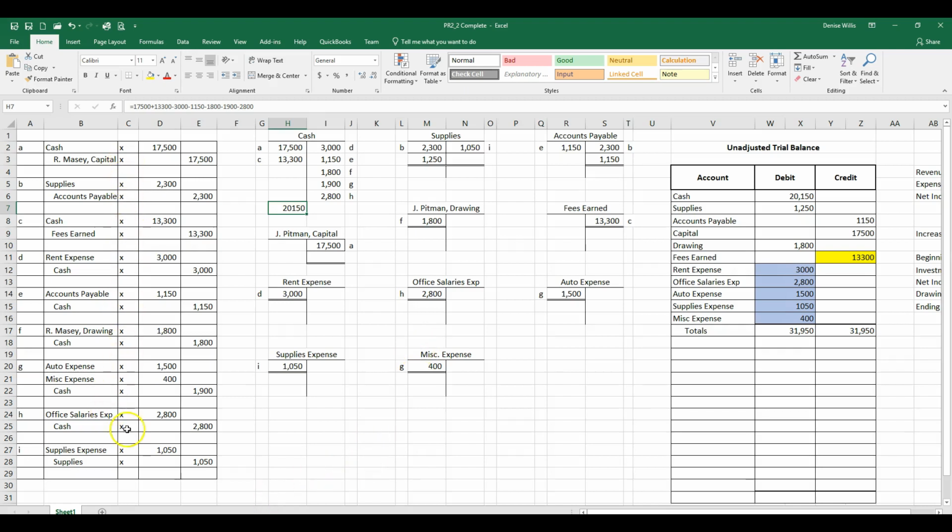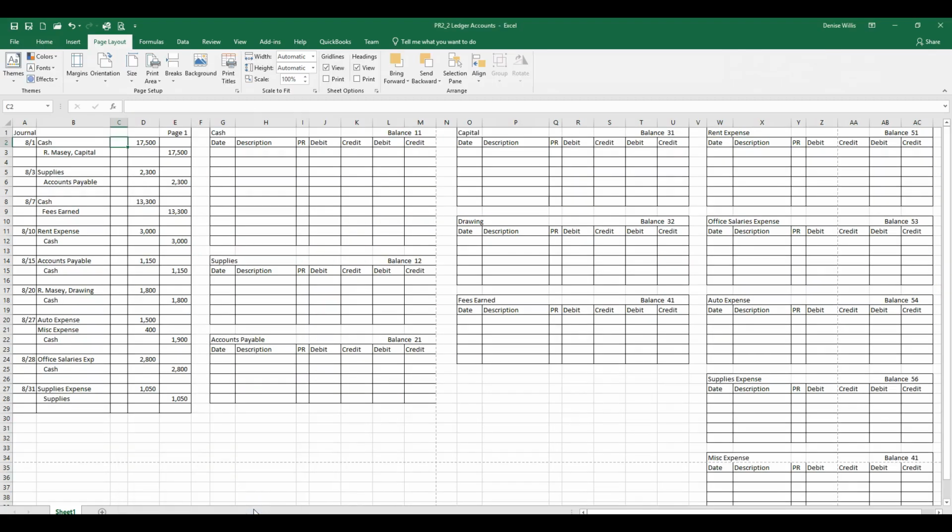Next, we're going to take the same set of transactions, and we're going to post them into more formal general ledger accounts.